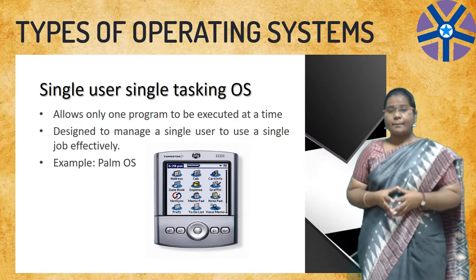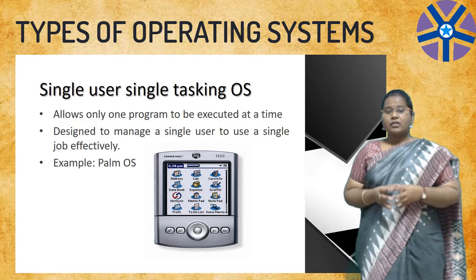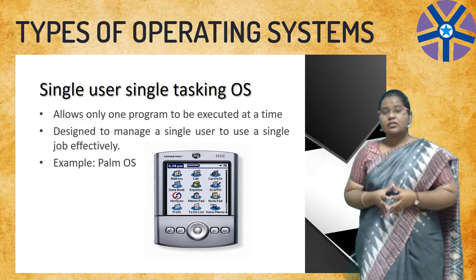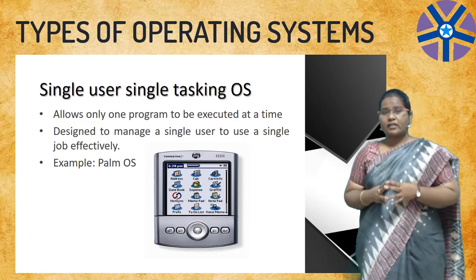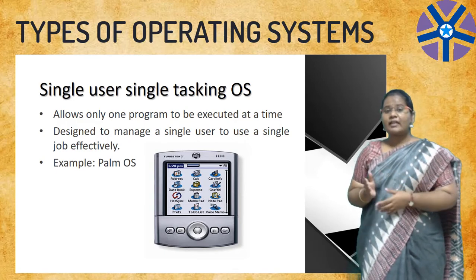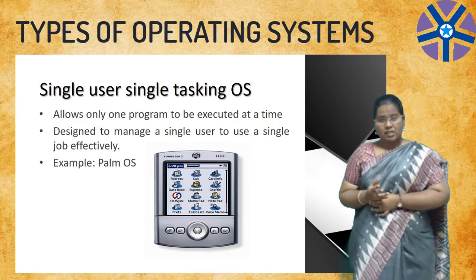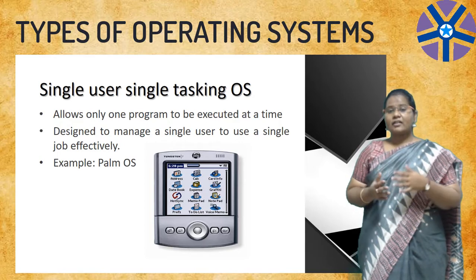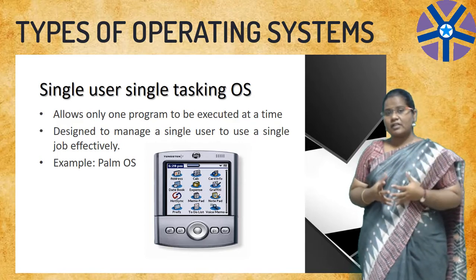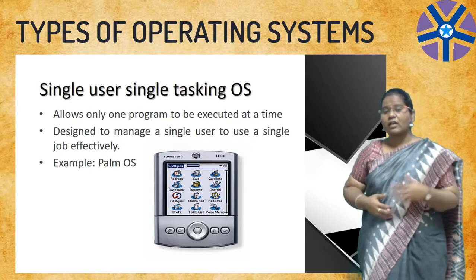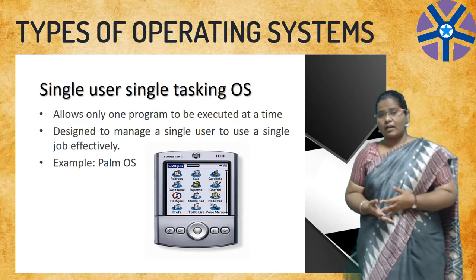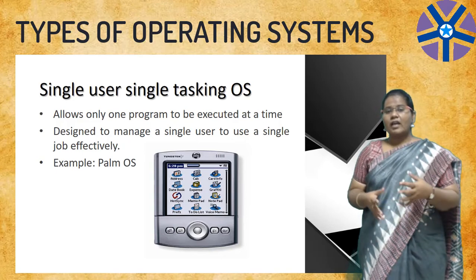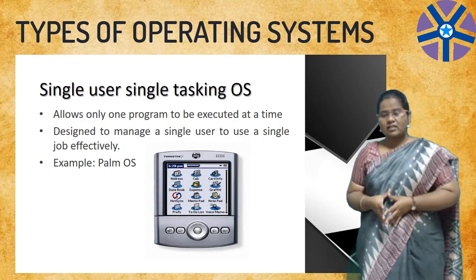So the best example here is the Palm OS. This Palm OS is the operating system which was installed in mobile devices used in olden days, and this mobile device used to be of palm size. In this operating system, if you are listening to music, you cannot open another application, so you cannot open photos, say for example. So likewise, you can only perform one single task at a time.